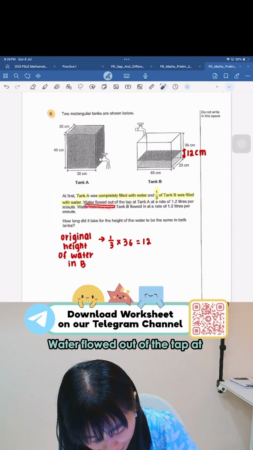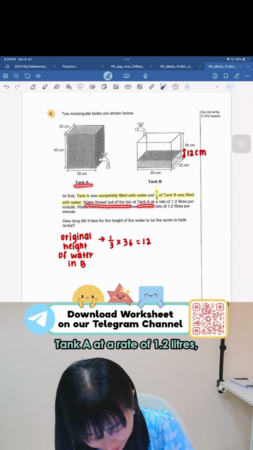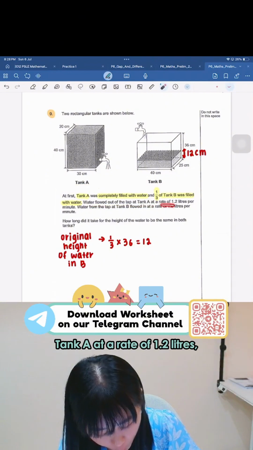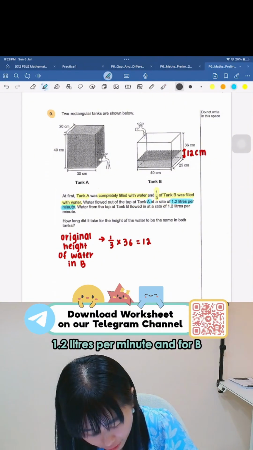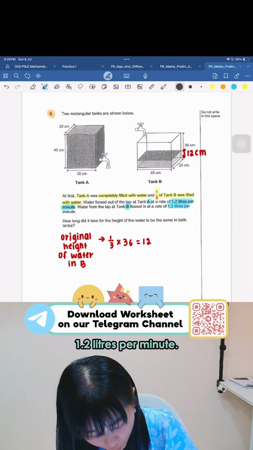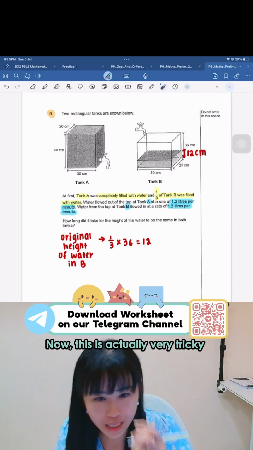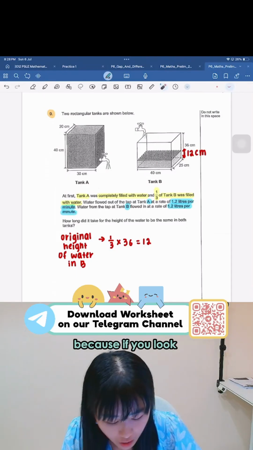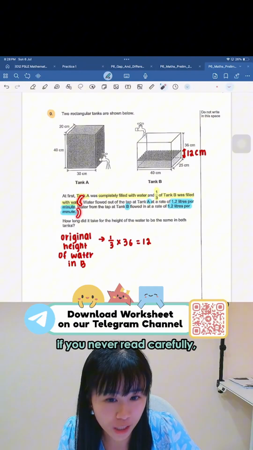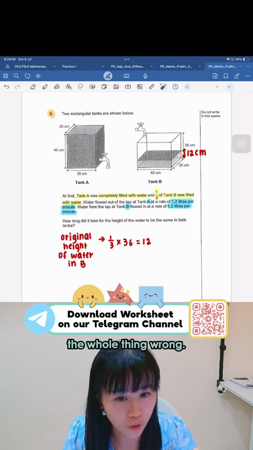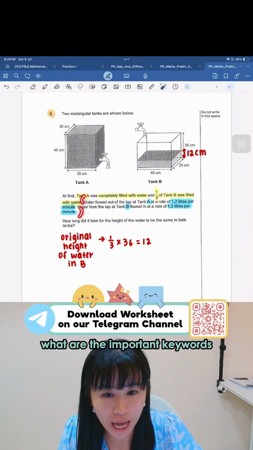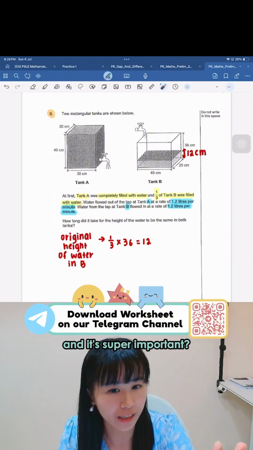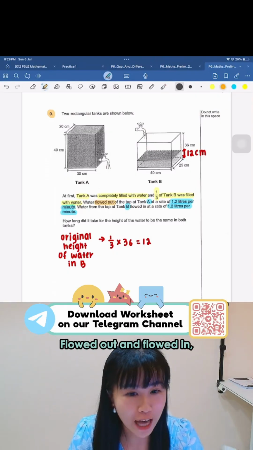Water flowed out of the tap at tank A at a rate of 1.2 liters per minute. And for B, water flowed in at the rate of 1.2 liters per minute. Now this is actually very tricky because if you never read carefully, you might be doing the whole thing wrong. Can I request my audience, can you tell me what are the important keywords that I haven't highlighted and is super important? Flow out and flow in.